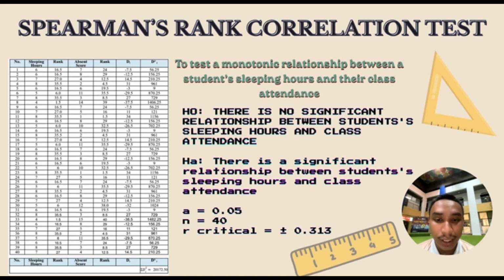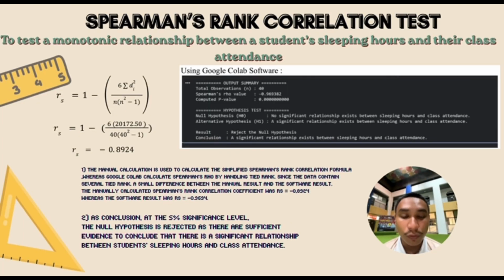For the null hypothesis, there is no significant relationship between student sleeping hours and class attendance. For the alternative hypothesis, there is a significant relationship between student sleeping hours and class attendance. For alpha, we choose 0.05, n is 40, and the r critical is plus or minus 0.313. Now, we move on to the calculation of the test statistic.